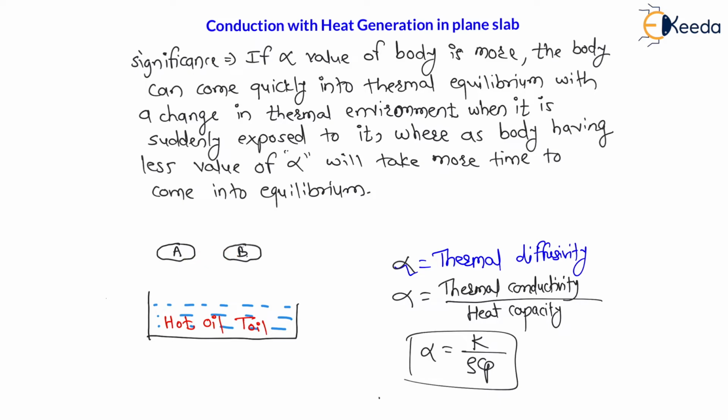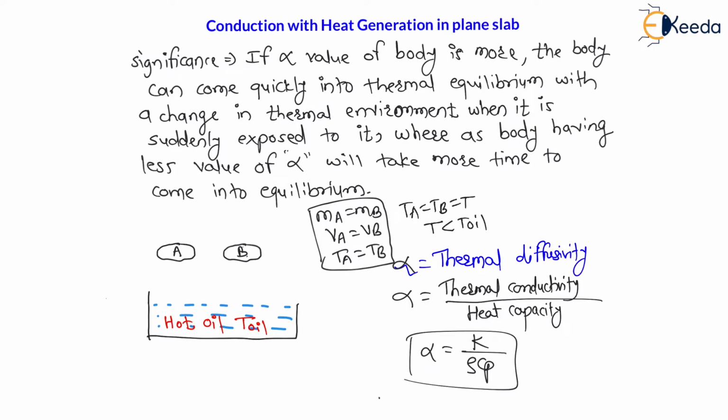And my dear students, for both these bodies, mass is the same: mass of A is equal to mass of B. As well as volume is the same: volume of A is equal to volume of B. As well as temperature is the same: temperature of A is equal to temperature of B. Both bodies are at the same temperature, but the temperature of these bodies is less than this oil temperature. Let us say Ta is equal to Tb is equal to T, and this temperature of the bodies is less than the oil temperature, right?